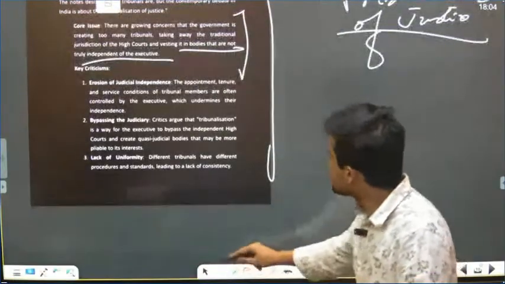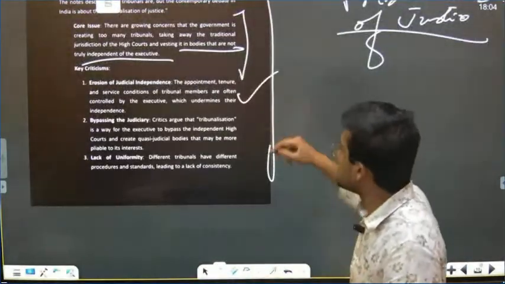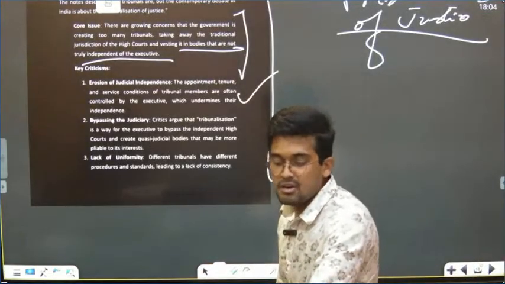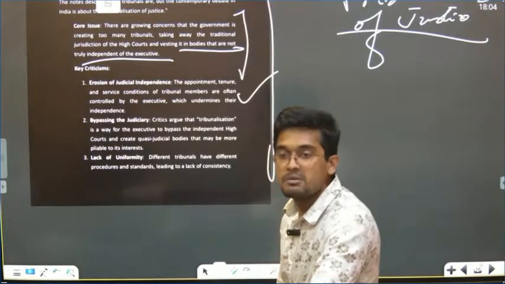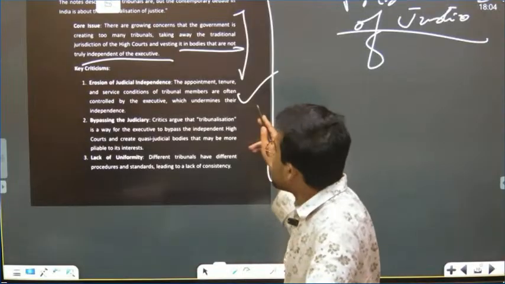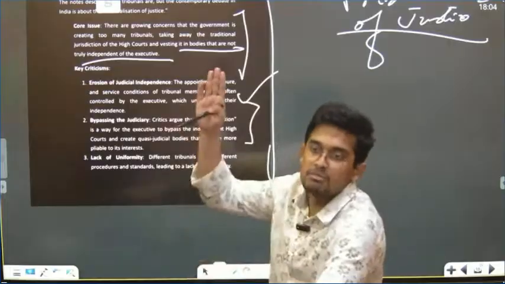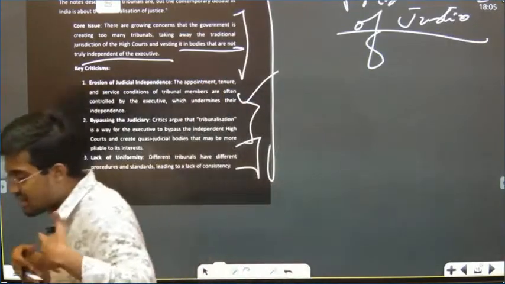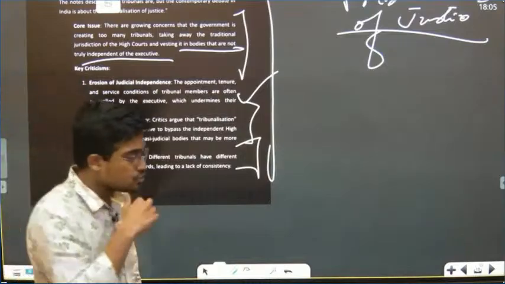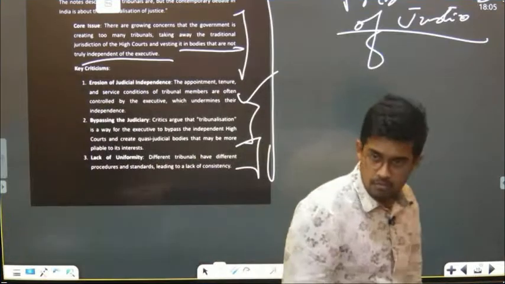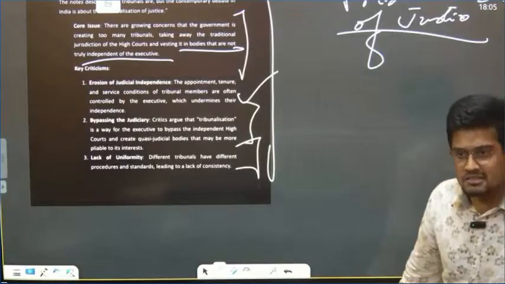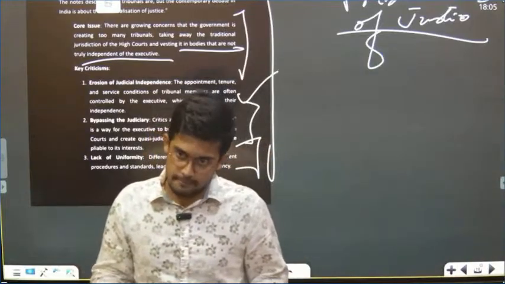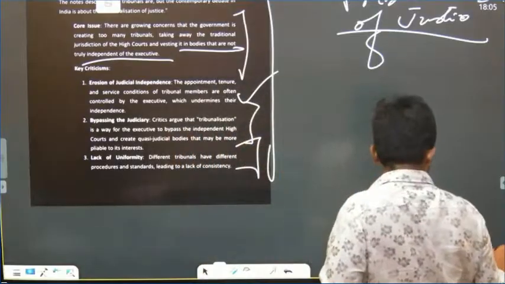The problem with this is erosion of judicial independence. Not all tribunal members are judicial members. They are also expert members. It bypasses the judiciary, going away from the judiciary. There is lack of uniformity because these tribunals don't function according to certain procedural laws. They function according to natural justice. So there is no uniformity in the conduct of anything that they are conducting.